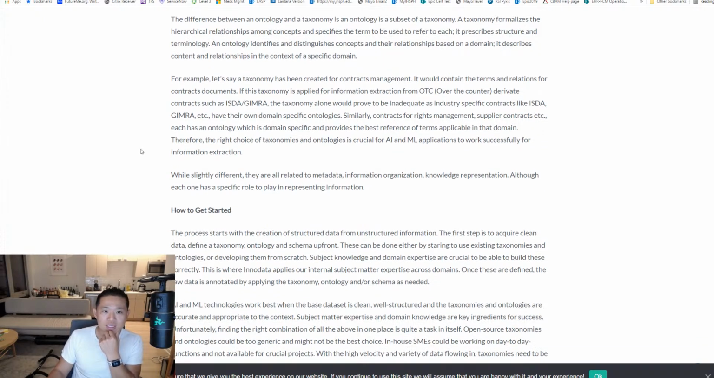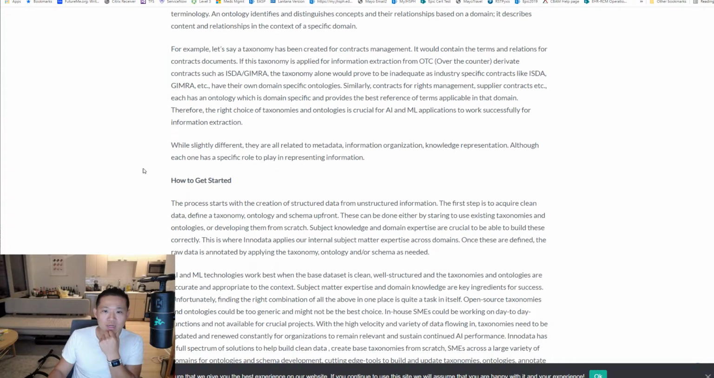For example, let's say a taxonomy has been created for contracts management. It will contain the terms and relations for contract documents. If this taxonomy is applied for information extraction from OTC or over-the-counter derivative contracts such as ISDA, GMRA, the taxonomy alone would prove to be inadequate, as industry-specific contracts like ISDA, GMRA have their own domain-specific ontologies.